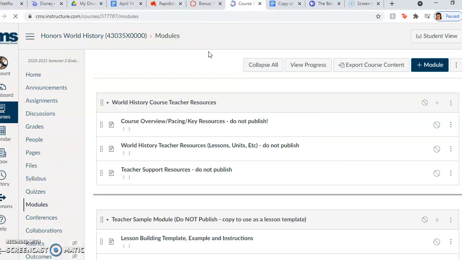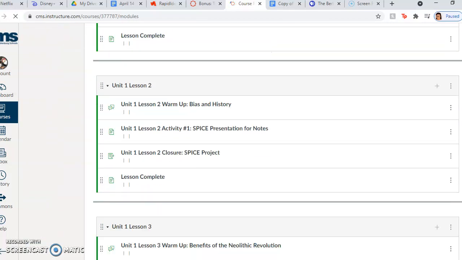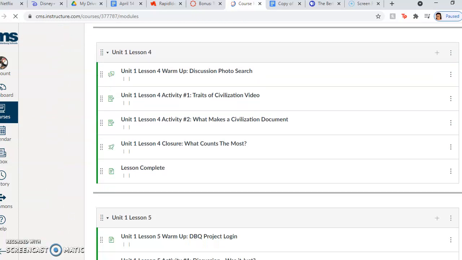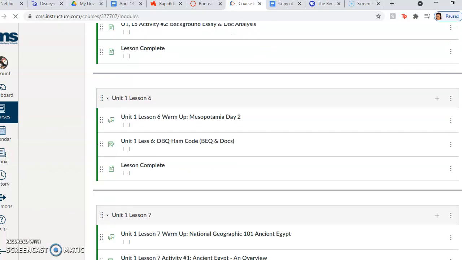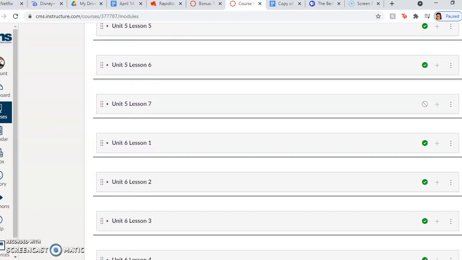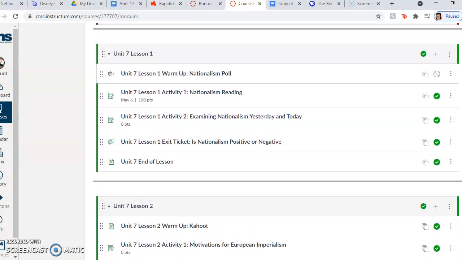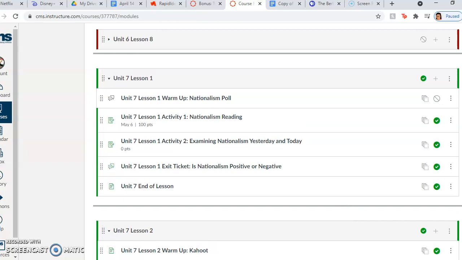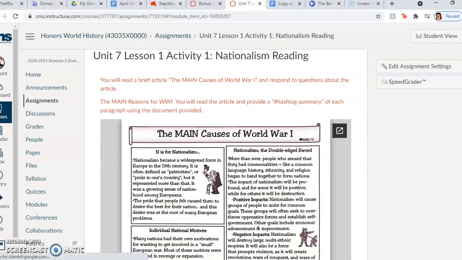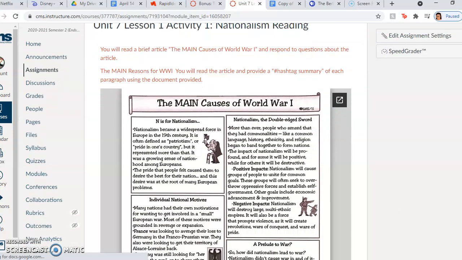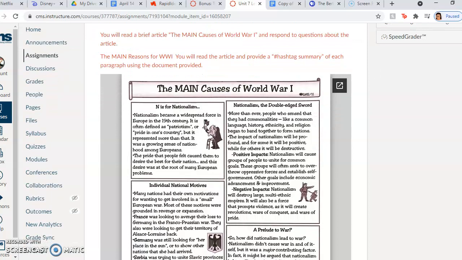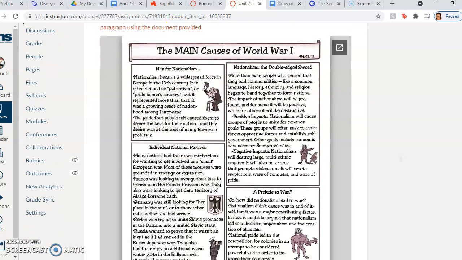Unit 7 is all about the causes of World War I and eventually World War II. So this is where we started with nationalism. You were given a reading on nationalism and you were told to do a hashtag summary of each paragraph. Now we took extensive notes on this. We even used a Jamboard to copy down the notes.